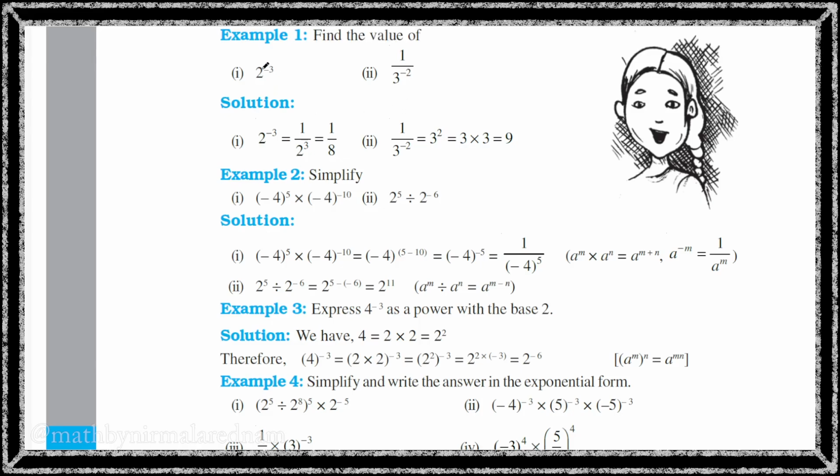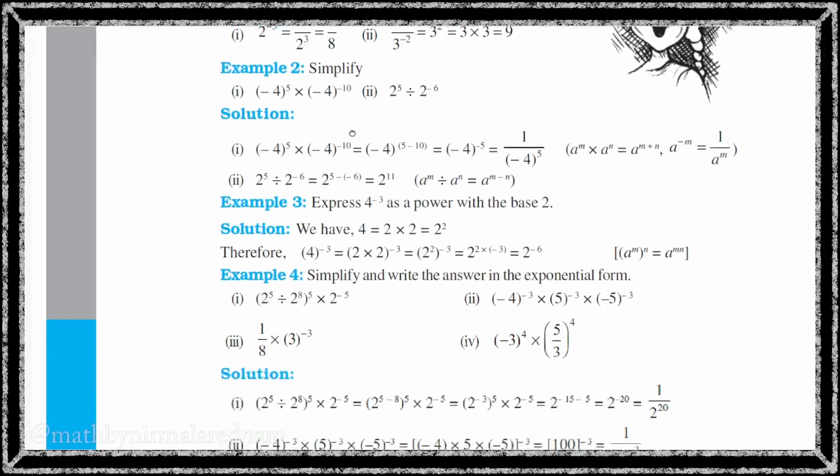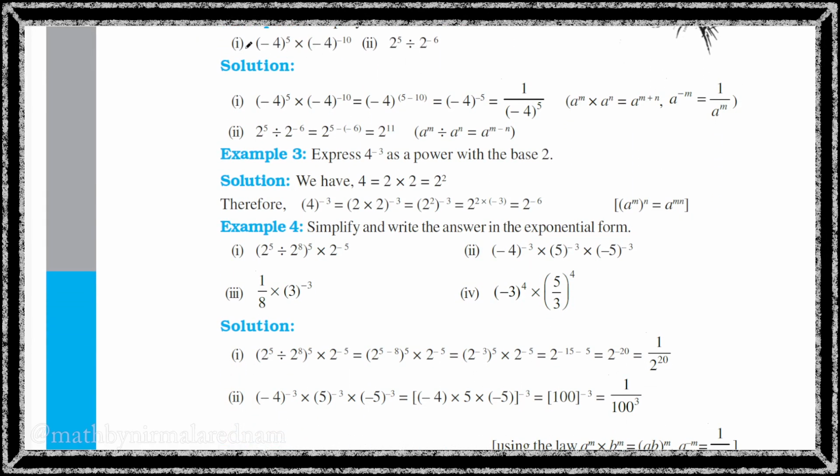Next, I have example sums. 2 power minus 3 is 1 by 2 cube, which is nothing but 1 by 8. And here I have 1 by 3 power minus 2, so I can write it as 3 power 2, right? Which is nothing but 9. Next, here I have a power m into a power n, which is a power m plus n, minus 4 power minus 5, right? Which is nothing but 1 by minus 4 whole power 5. So that is your answer.